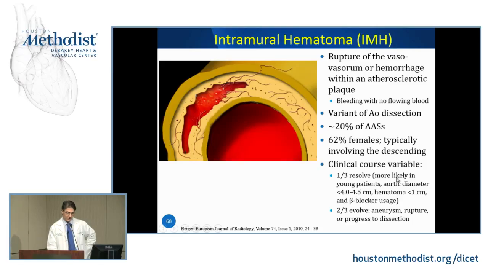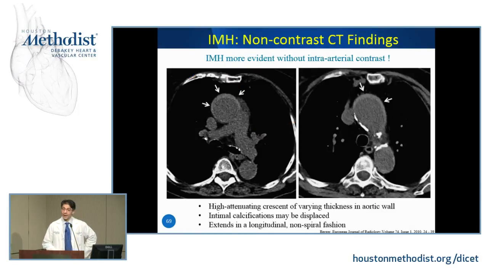So it can be very, very helpful. Intramural hematoma is when you just have rupture of the vasa vasorum and bleeding into the media. The things to remember about this: 1/3 can resolve, and 2/3 can go on to aneurysm, rupture, or progression to dissection. Again, non-contrast CT is very helpful.